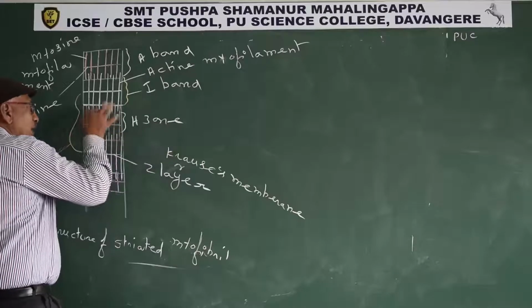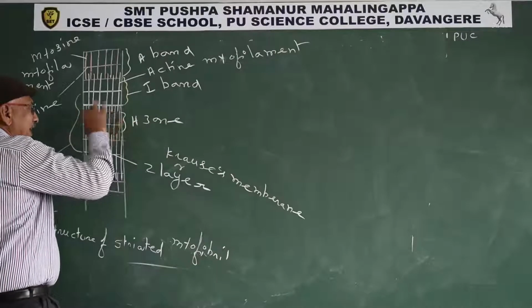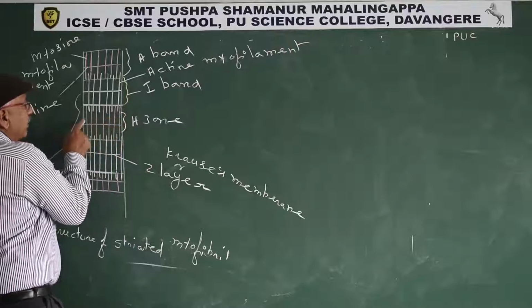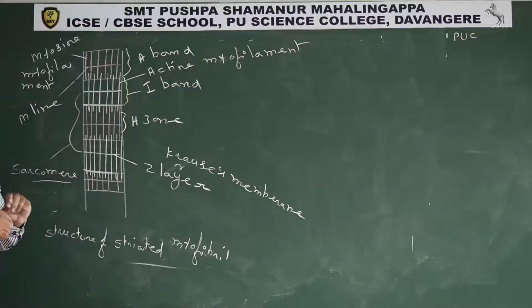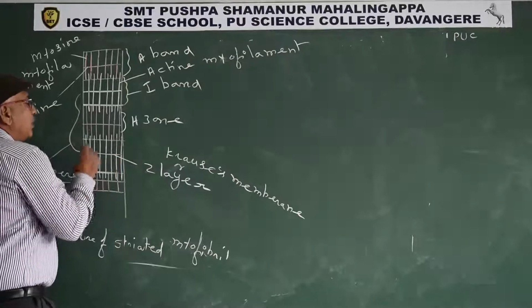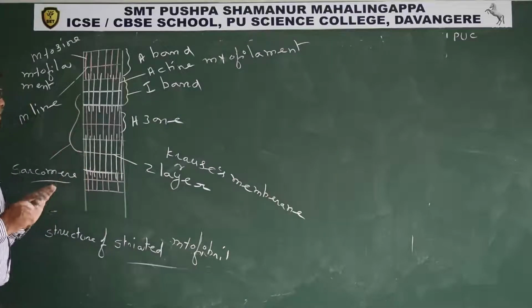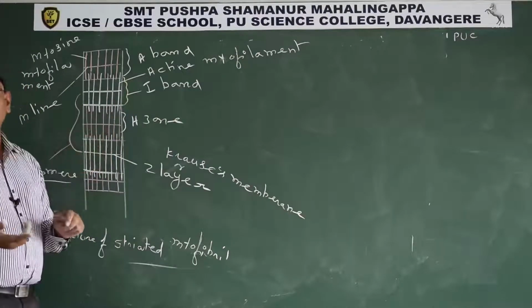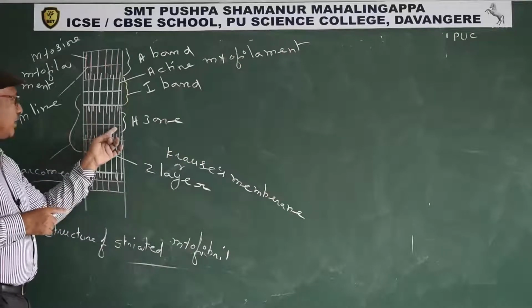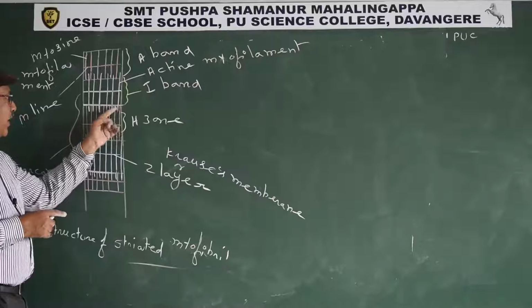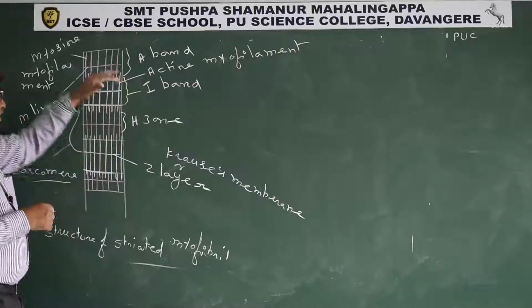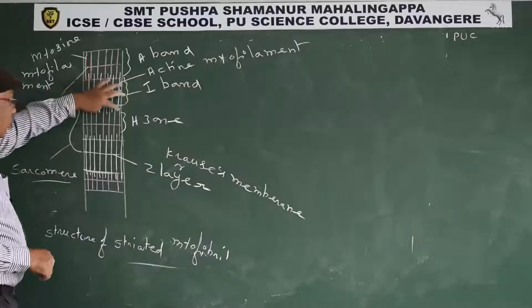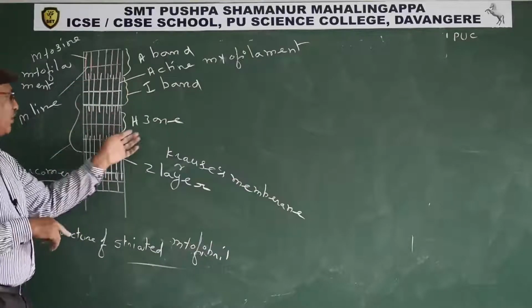What is H zone? The part of the A band containing only myosin filaments. Observe, only myosin filaments. The part of the A band containing only myosin filaments is known as H zone. The I band contains only actin filaments. So H zone is lighter when compared to the peripheral part of the A band. Why does H zone contain only myosin filaments? The peripheral part of the A band contains both myosin and actin. That's why the darkest part of the sarcomere is the peripheral part of the A band. Second one is H zone.